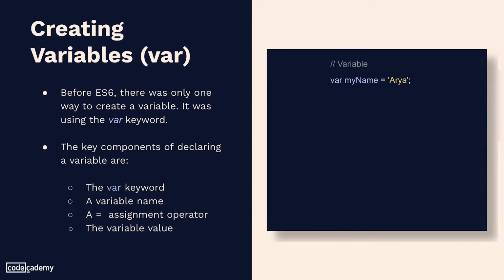And lastly, we have the value we want to store into the variable, which in this case is the string aria. In programming, when a variable is assigned a value, it means that it is initialized. Initialization is the assignment of an initial value to a variable. So in this case, we could say that the myName variable is initialized with a value of aria.